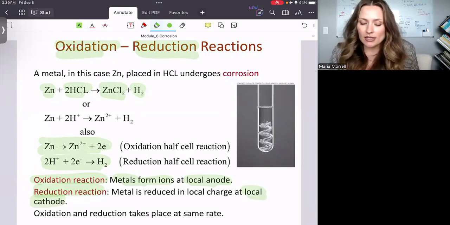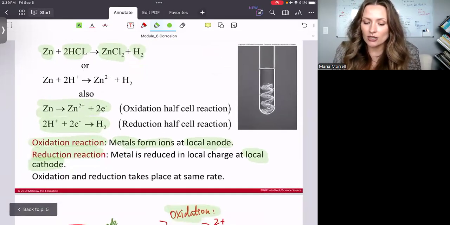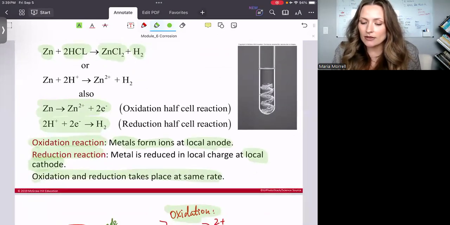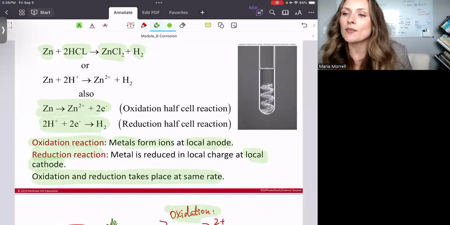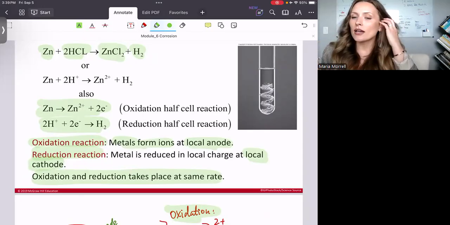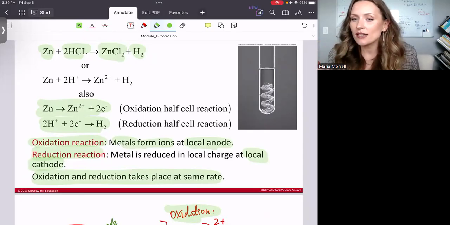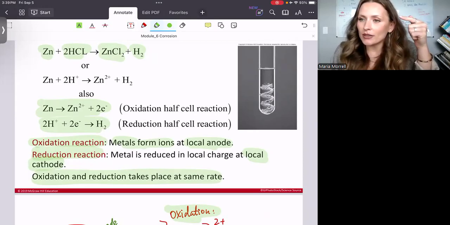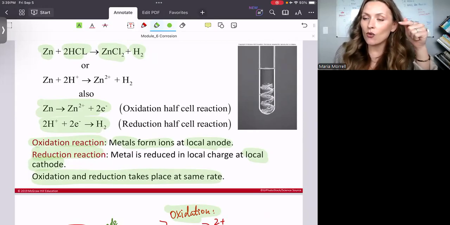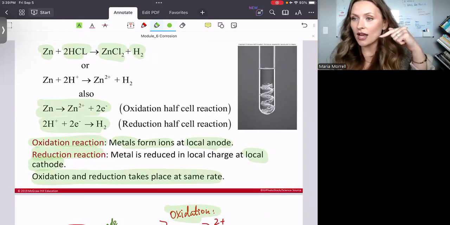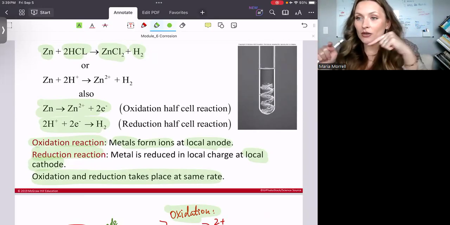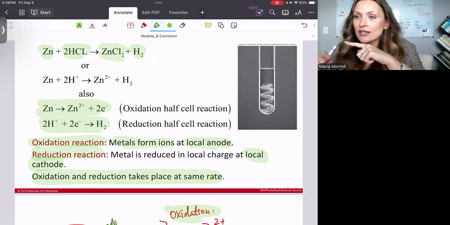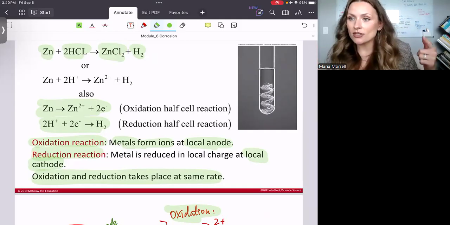One thing to keep in mind is that both oxidation and reduction reactions take place at the same rate, okay? And later on, you will find out how helpful it is, because oxidation is where corrosion occurs. But I can either control that reaction or I can control my reduction reaction. If I control my reduction reaction, then this is the same way I control my oxidation reaction.